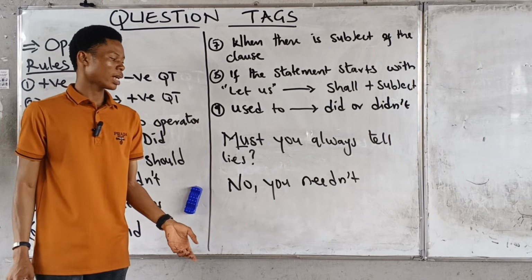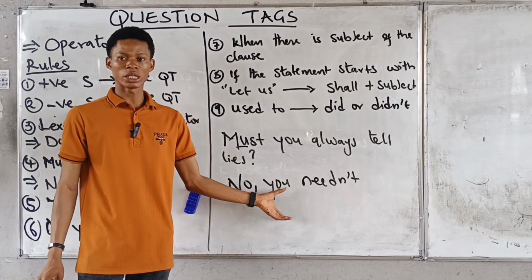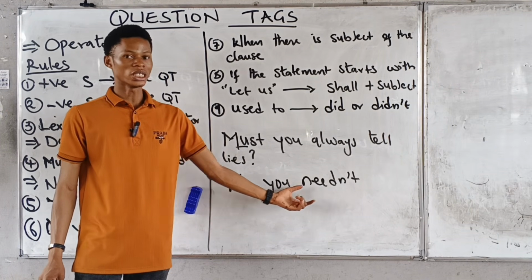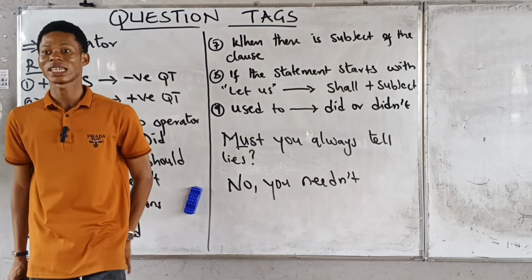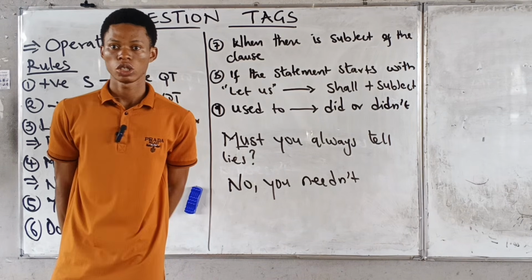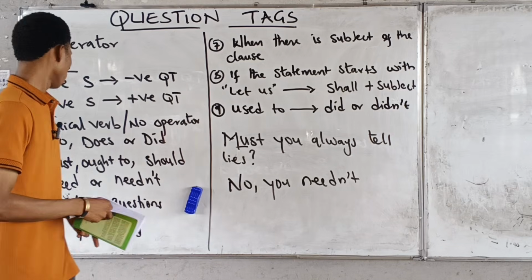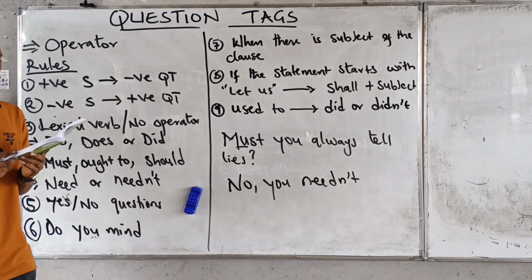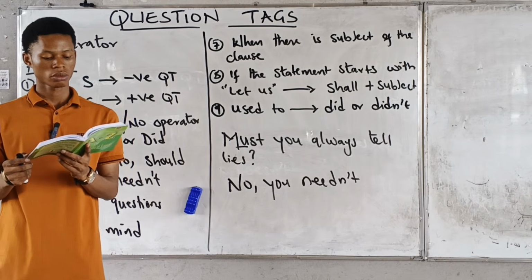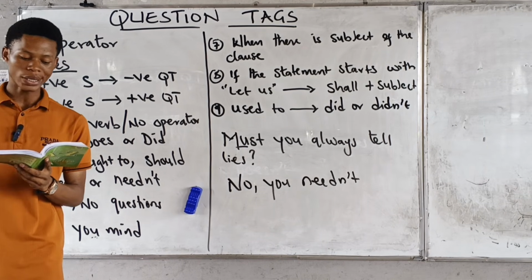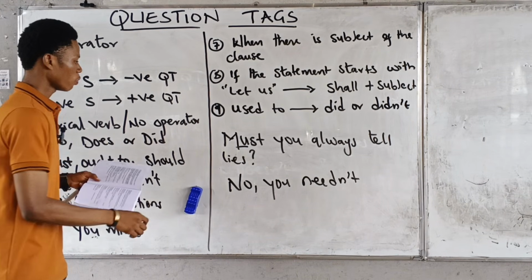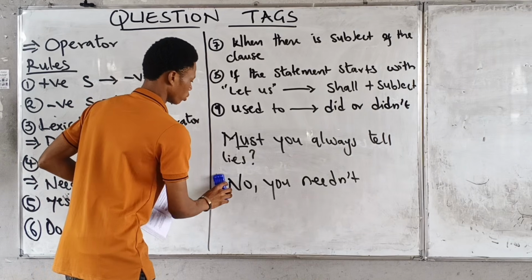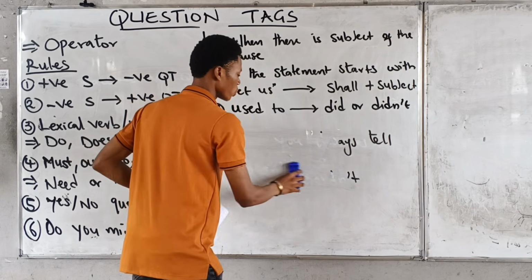So must you always tell lies? Since this is positive, you have to go with negative. No, you needn't. No, you need not tell lies. Do we get that? The next one. In a yes or no question, for yes and no questions, you do not use not with yes or positive with no. Take for example, no is no and yes is yes.